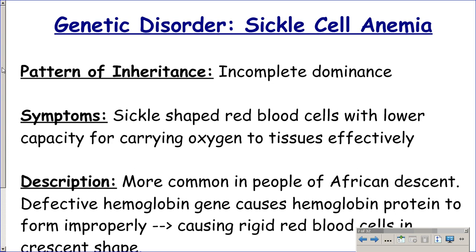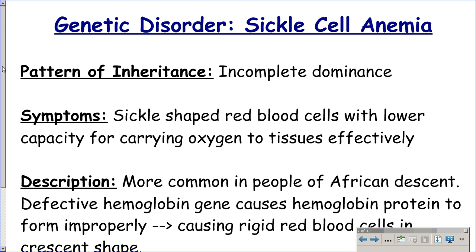Okay, so this one's actually a little bit controversial because they're not 100% sure on how all this stuff forms, but they believe that sickle cell disease, or sickle cell anemia, sometimes it's called, is actually incompletely dominantly inherited. Which means that you have to have what genotype to get this disorder? What genotype would you have to have? Go. Homozygous dominant, heterozygous, or homozygous recessive?